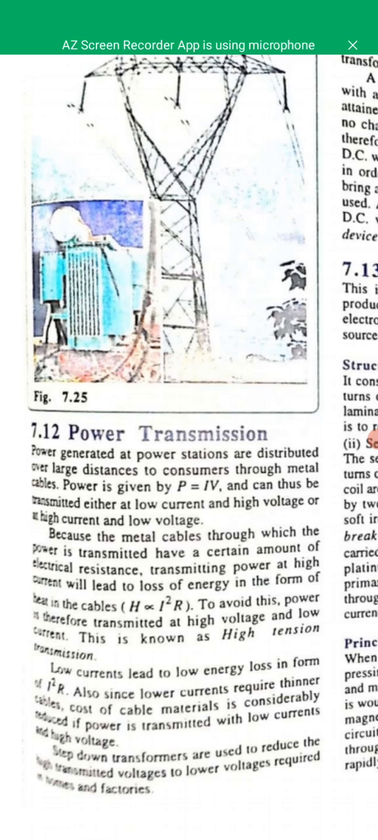And also, since the lower currents require thinner cables, don't forget, I is equal to V over R. And V is equal to IR from Ohm's law. So, since the lower currents will require thinner cables, cost of cable materials is considerably reduced. Because if you are transmitting at low current, you don't need thick cables. You can also use thin cables. Current can flow easily when you are transmitting at high current and low voltage. So one of the advantages is that energy loss is reduced. And number two, cost of cable materials is also reduced.